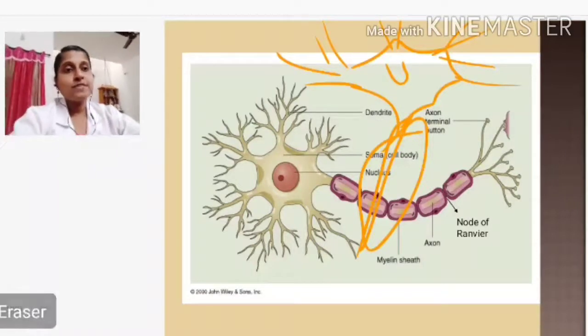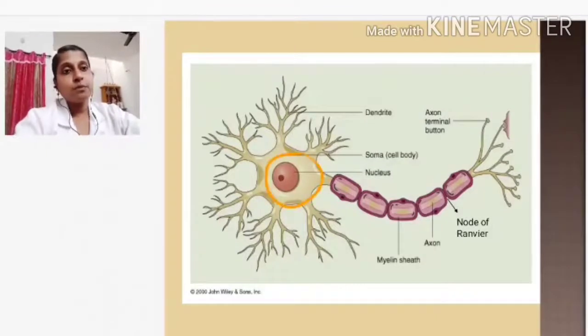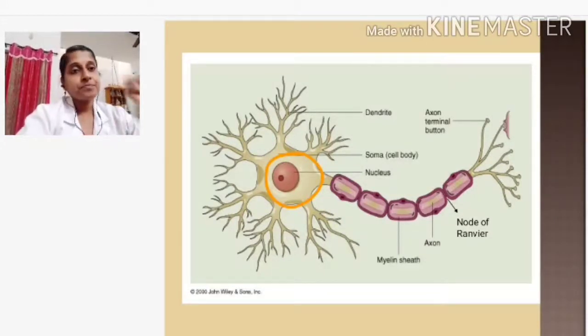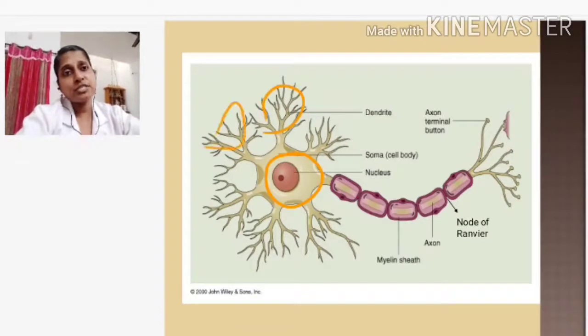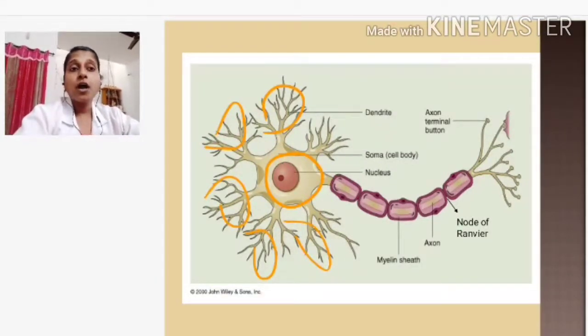So, you would have seen this picture, and it will become more clear. This one is the cell body or the cytone, the main part of the neuron. Inside that you can find the nucleus. Then you can find many branches coming out from the neuron. These branches are called dendrites.